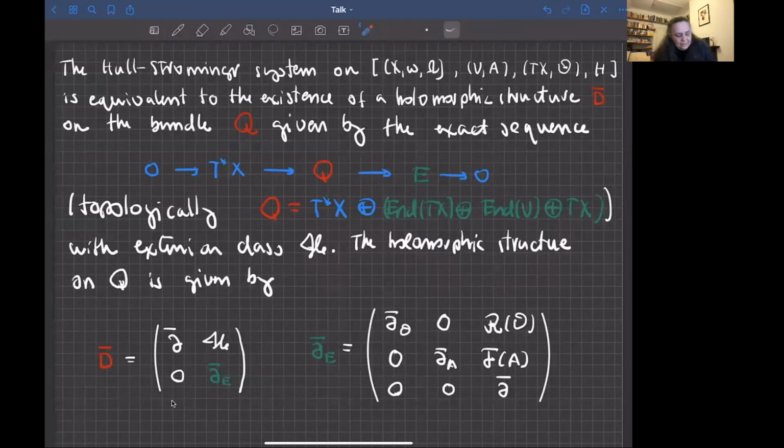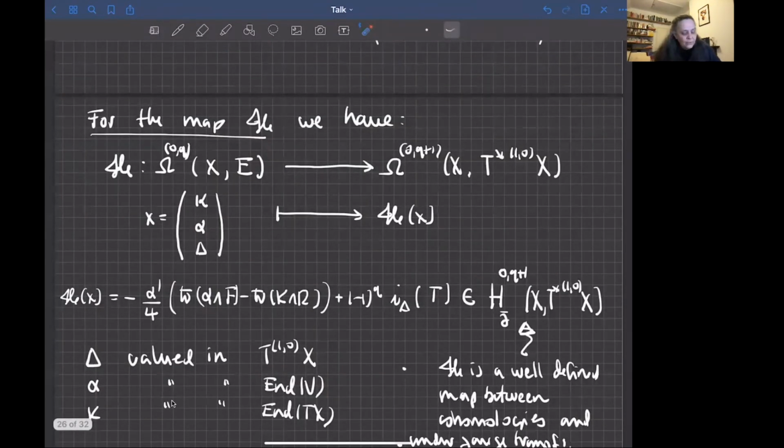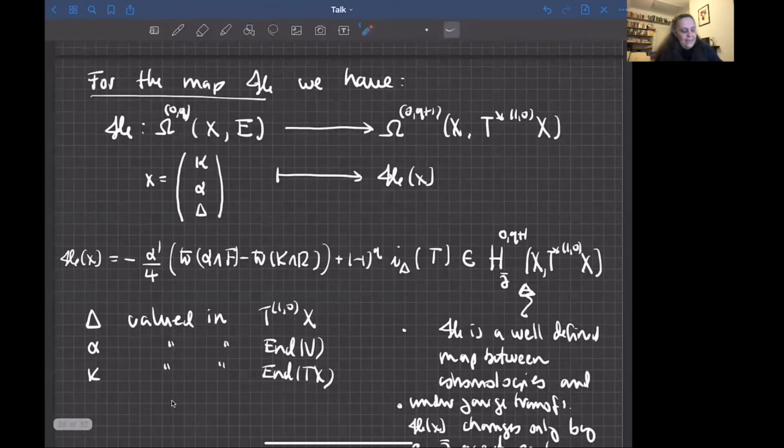And the extension class, which I was calling curly H before, I'll define it in the next slide. The holomorphic structure on Q is given by this operator here, where this is just a reminder of what this del bar E is, the del bar operator on forms with values in the cotangent bundle of X. So now, of course, the big missing piece is what this extension class is. So H is a map.